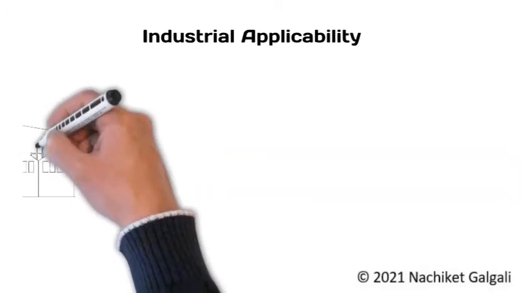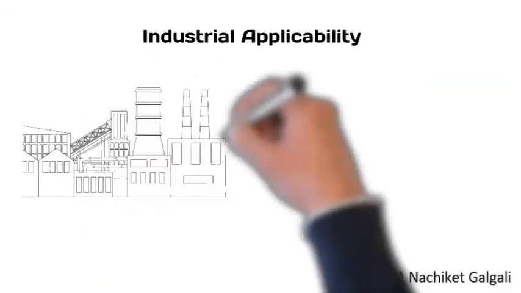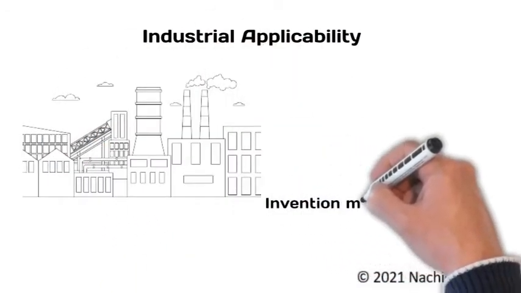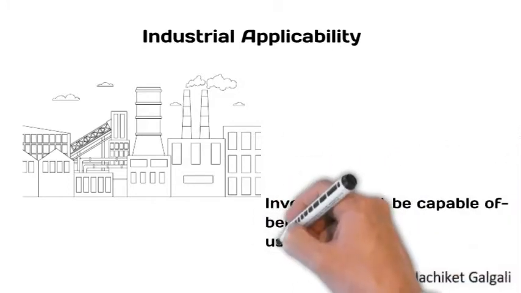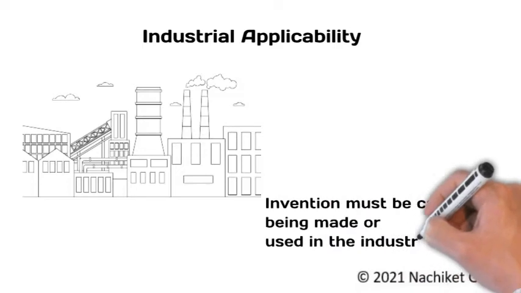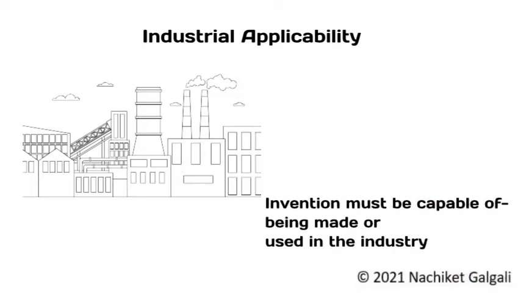Now the next requirement for patentability is industrial applicability, which means it must have some use in the industry and can be made in an industry, just like in a manufacturing unit. Now, what is the use of an invention if it cannot be produced in a factory, isn't it?